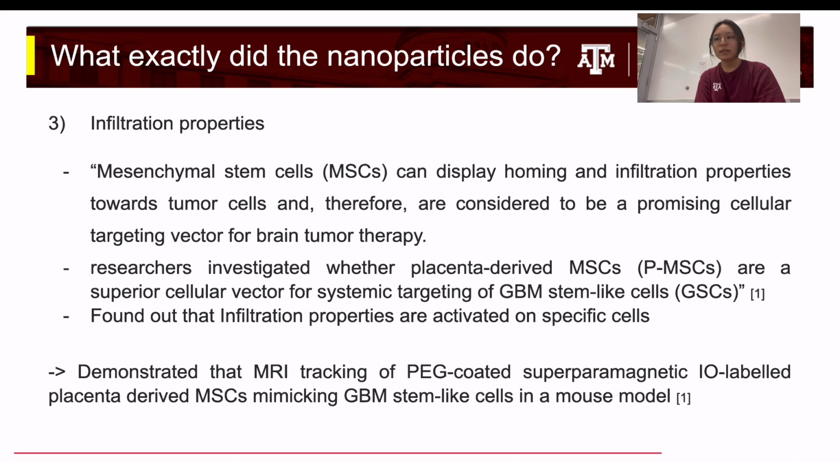So they demonstrated that MRI tracking of PEG-coated superparamagnetic IO-labeled placenta-derived MSC is mimicking GBM stem-like cells in a mouse model.